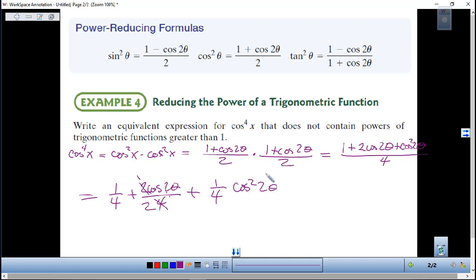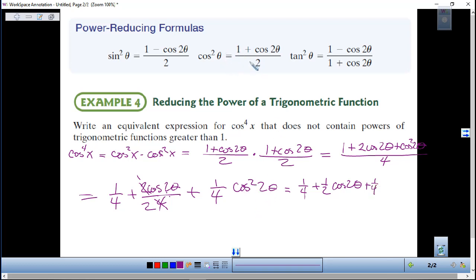But over here, once again, we want to write this so that it does not contain any powers greater than 1. So this is a power of 2, so I'm going to have to do this power reduction formula thing again. All this other stuff is not bothered though. 1/4 plus 1/2 cosine 2 theta, and then 1/4 is not bothered, but I've got cosine squared 2 theta that I've got to do this to.